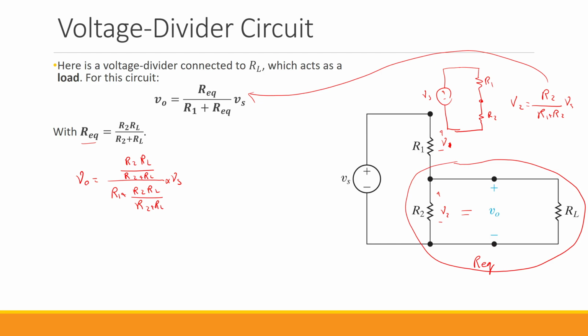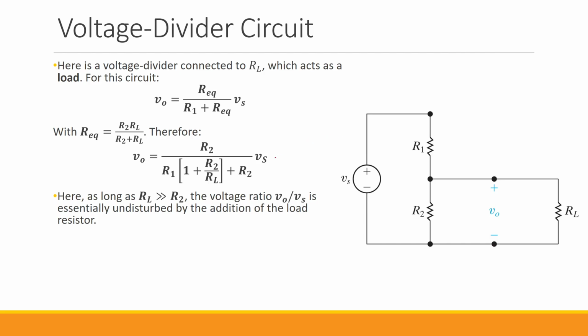Can it be any simpler than that? Yes, by some algebraic manipulation we can get to a much simpler and more representative equation. I leave the manipulations to you. We have VO equal to R2 divided by R1 multiplied by this factor plus R2. Again, this equation is nothing new. Simple manipulation of the previous equation gives us this result.